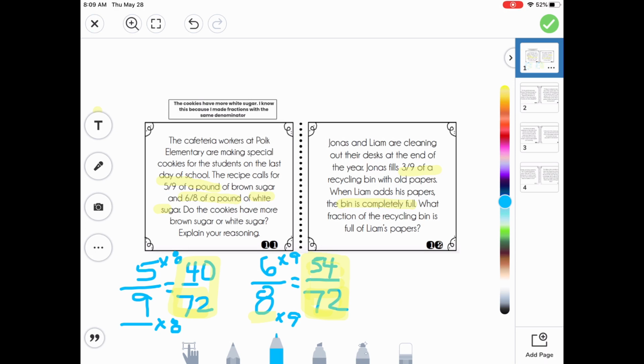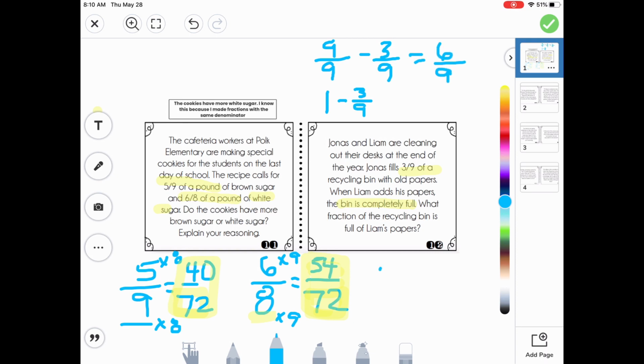So for this one, I can imagine that a recycling bin is sort of like one whole, and Jonas filled up 3/9 of that. So I need to figure out what was left after Jonas added his papers to the recycling bin. And when I figure out what was left, that'll tell me how much Liam had added. So here you could do a subtraction problem, or you could even draw a picture. So if I subtracted, I would need to turn the number 1 into the fraction of 9 over 9, because that equals 1. And then I would need to subtract 3/9, and I would get 6/9.